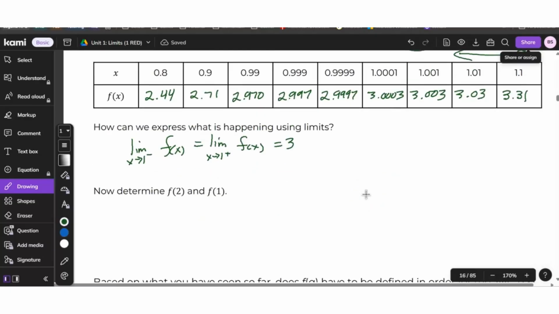All right, what about f of 2 and f of 1? F of 1 is automatically undefined. Why do we know these things? F of 1 is undefined because it's over x minus 1. The other one, we just plug it in, right? 2 cubed is 8, minus 1 is 7, over 2 minus 1, 7 over 1. I think I did that too fast for Camila. What you said about f of 1 being undefined?